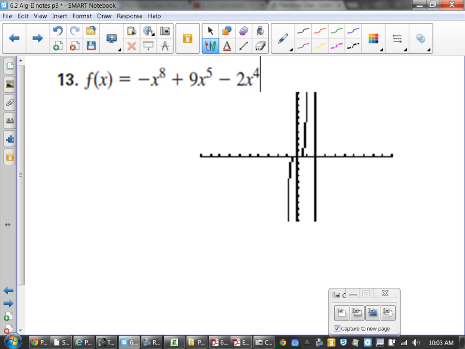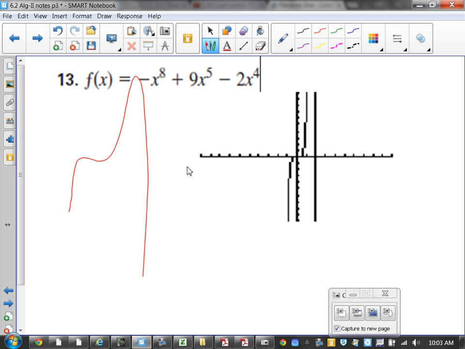Okay. Now, here's what's happening. This one comes up, it does that. What's happened at the tails? It's still down. It's still a frown, isn't it? It's just funky looking.